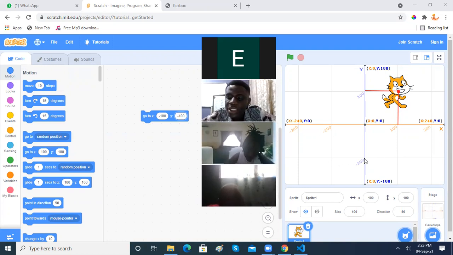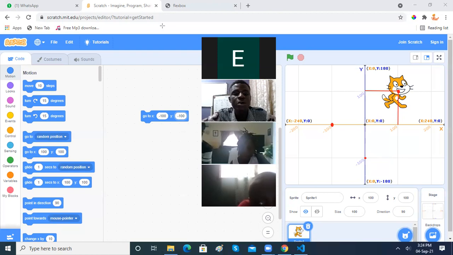100, 100. Okay, so I said negative 100. So negative 100 on the x-axis is here. You see it? Let me draw the point for you. You see where the negative 100 is? Right. 100 here, 100 on the x, and 100 on the y.